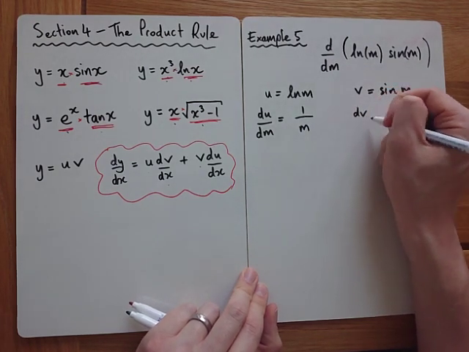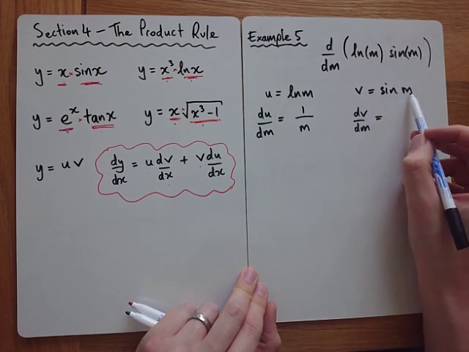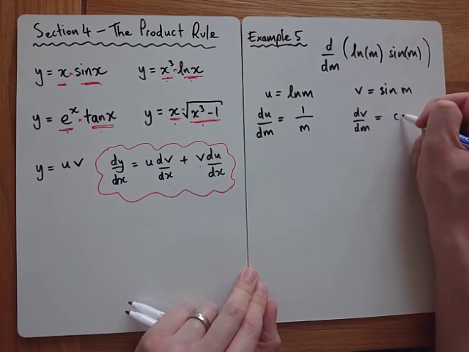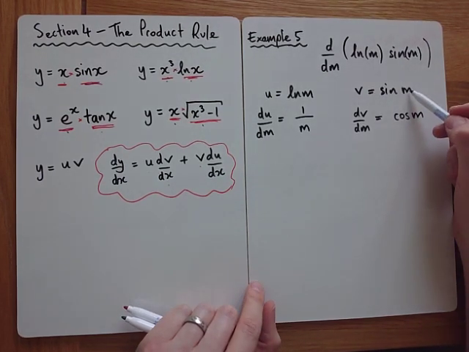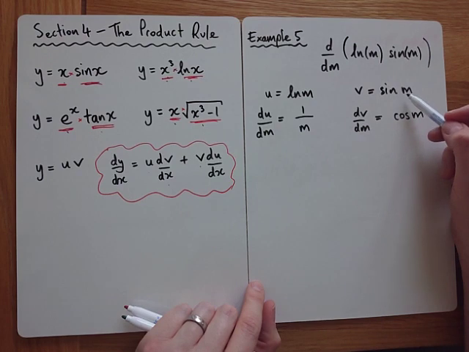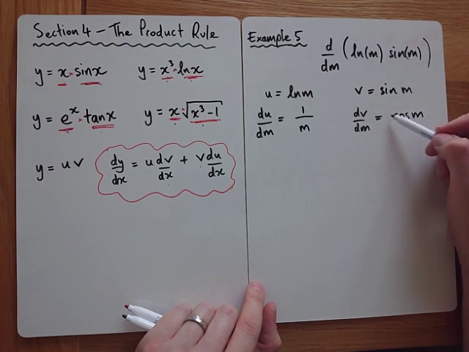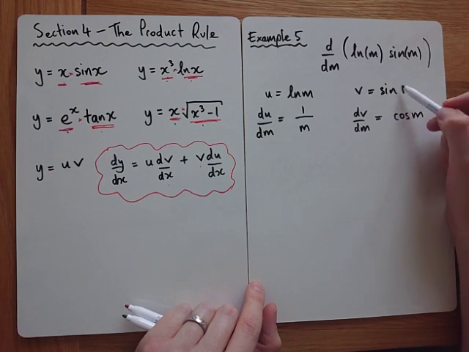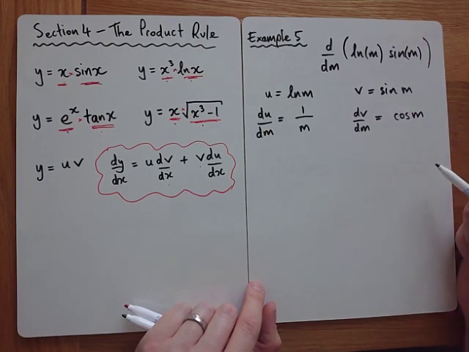Okay, dv by dm, sine of m goes to cos of m. Don't do anything weird with this. I've seen people sometimes get freaked out by the fact that it's an m. Sine of x goes to cos of x, sine of m goes to cos of m. If you do want to multiply the front by anything, the coefficient of m is 1. So if you differentiate m, you get 1. So you're multiplying the front by 1. Do not multiply the front by m.